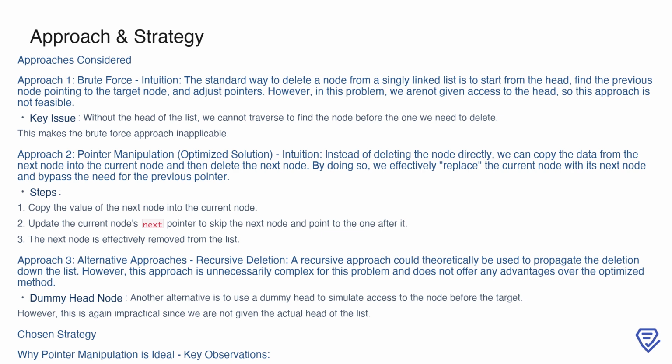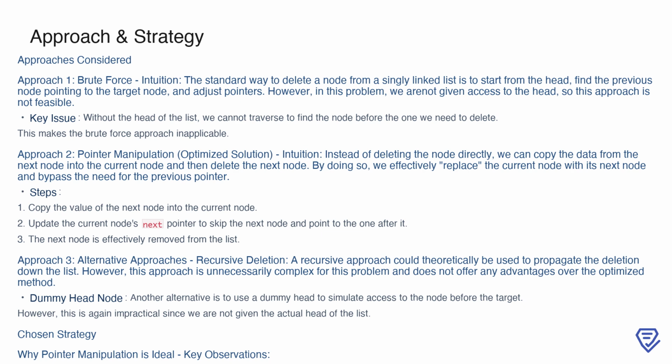The intuition here is that, rather than directly deleting the target node, we can copy the value from the next node into the current node and then update the current node's pointer to skip over the next node. This effectively replaces the target node with the next node and removes the next node from the list.